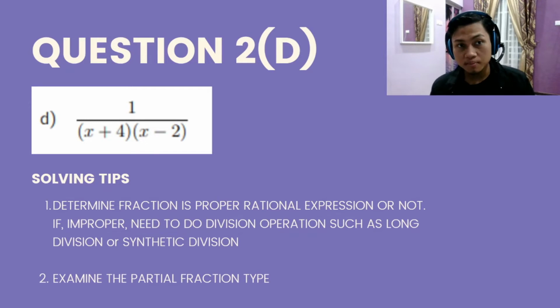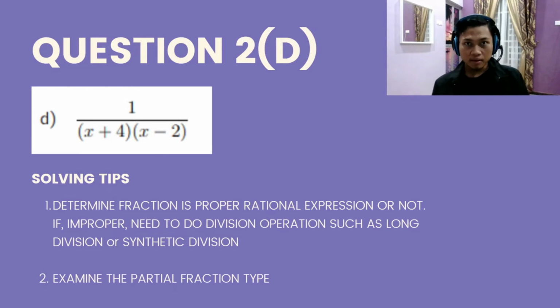So, solving tips. Determine whether the fraction is a proper rational expression or not. If improper, we need to do a division operation. We have two types that we can use. The first one is long division and the second one is synthetic division. Second tip: examine the partial fraction type. In this case, as we can see right here, this is the first type.